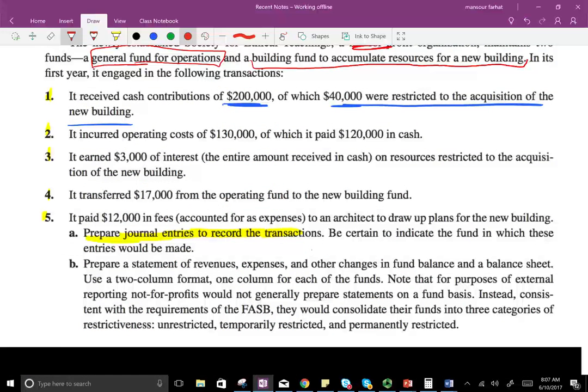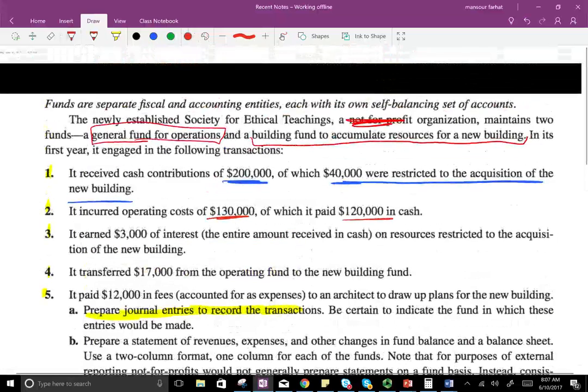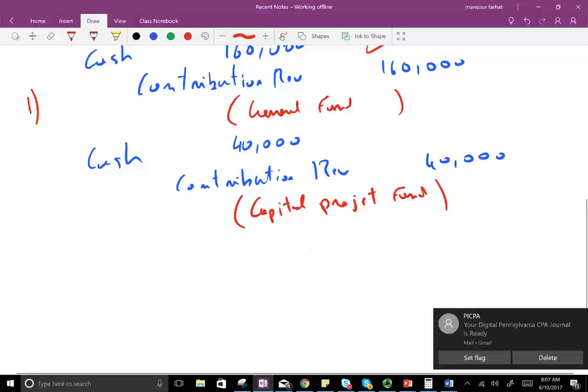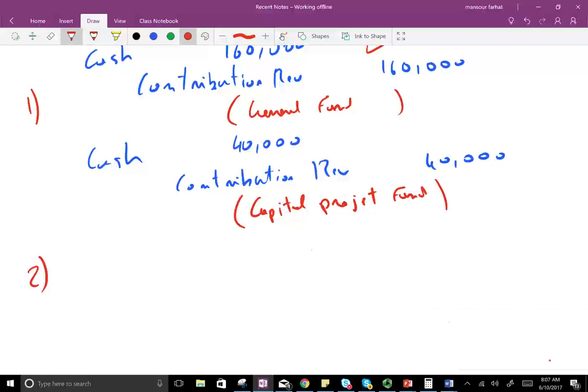Second transaction, we incurred $130,000 of operating cost, of which $120,000 is paid in cash. So $120,000 is paid in cash, and it's okay. Now what we do is we debit. Let's start with the credit. We're going to credit cash $120,000. We're going to debit, what are we going to debit? We're going to debit operating expenditure.